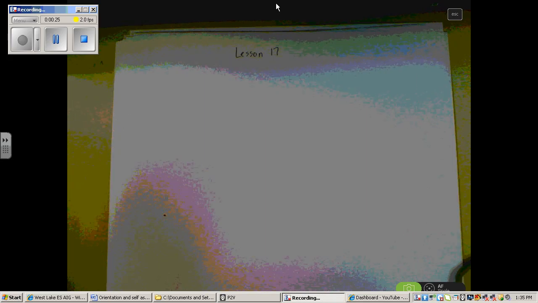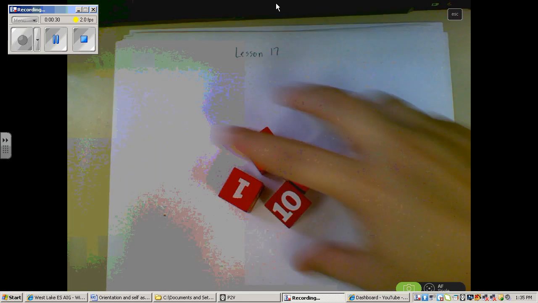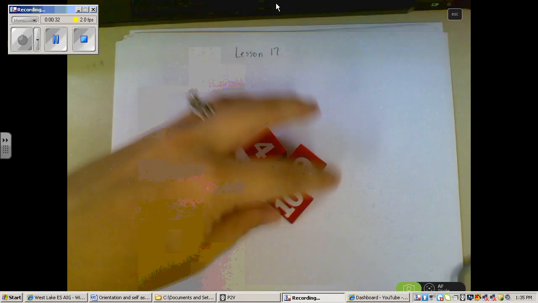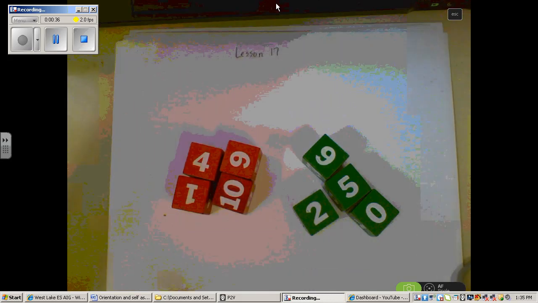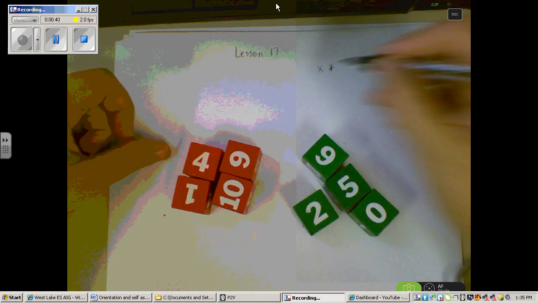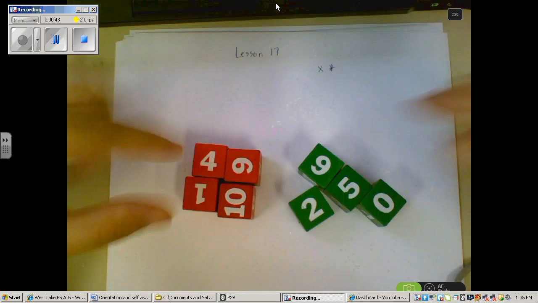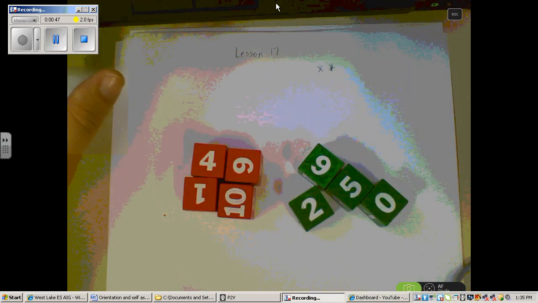Before, we have always used the red number cubes, and those were our positive numbers. Today we're going to be talking and working with both the red and the green. And just like we learned that X and star are opposites, now our red and our green number cubes are opposites.